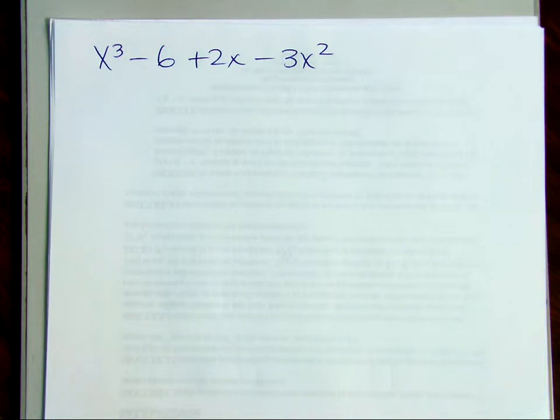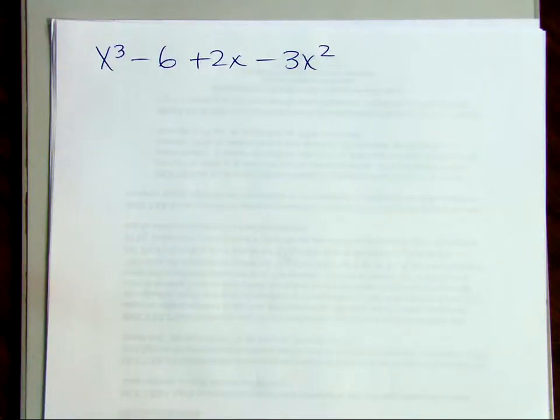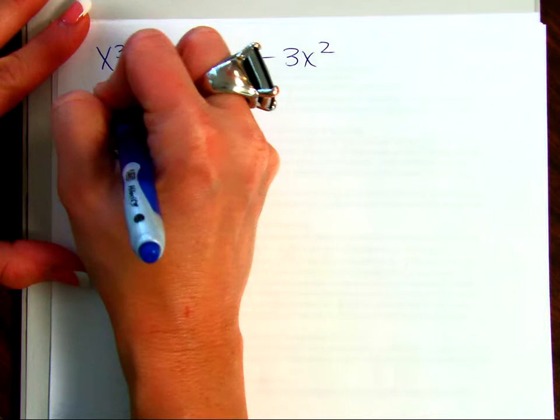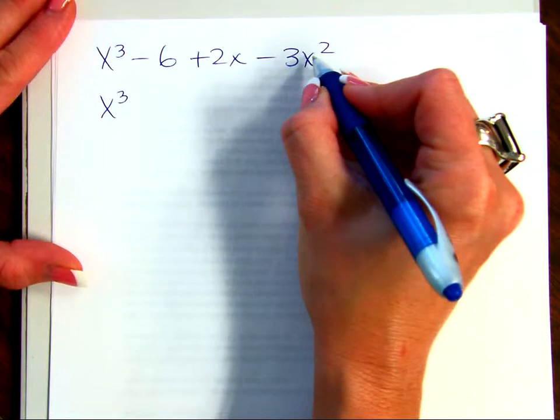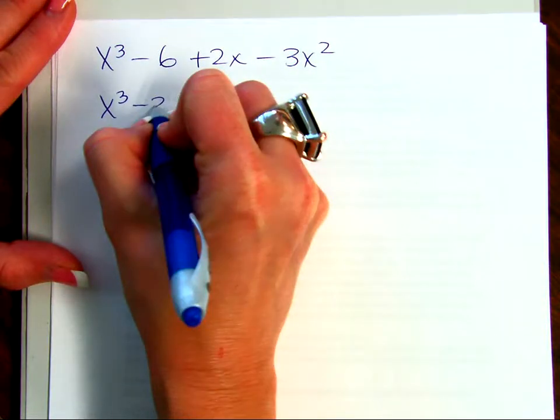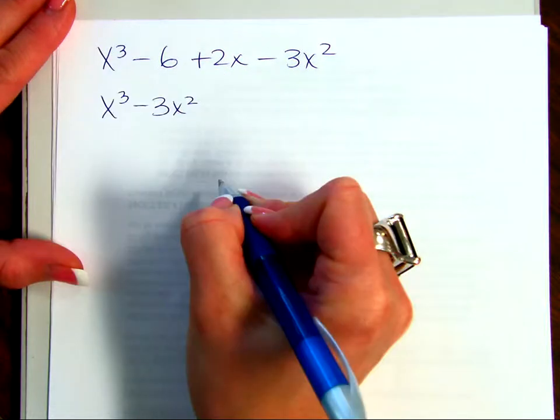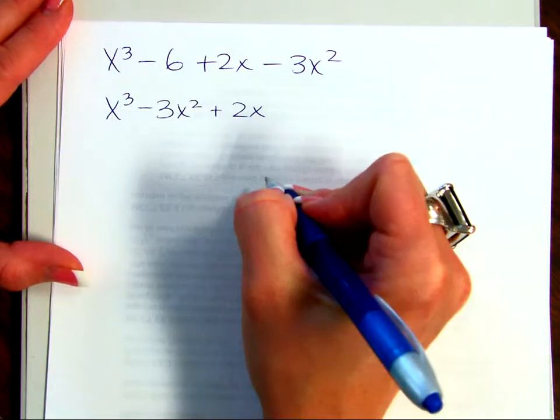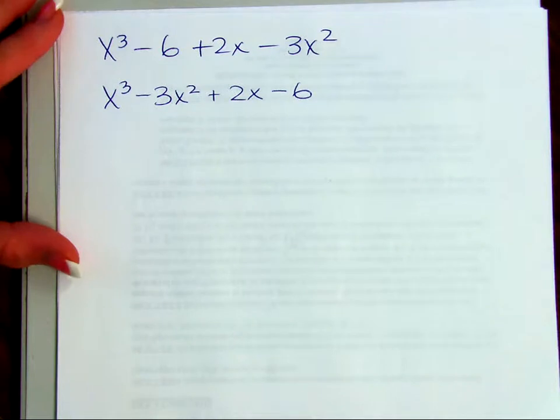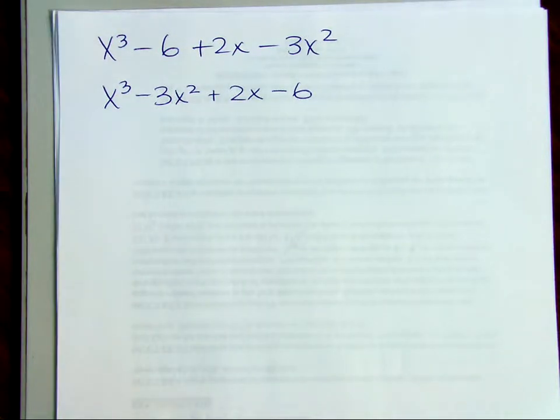X to the third minus 6 plus 2x minus 3x squared. Okay? So do you remember? I should have had you write it down. I'll have you write it down now. What did I say is the most important thing before you can factor? You have to make sure it's in standard form. And right now it's not. Okay? So the highest exponent, and what property allows us to move these around however we want? The order doesn't matter. The commutative property.